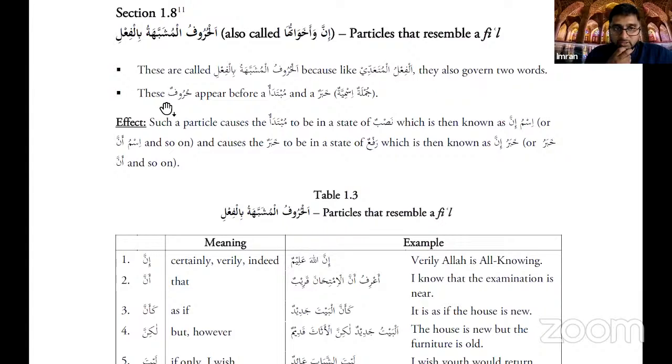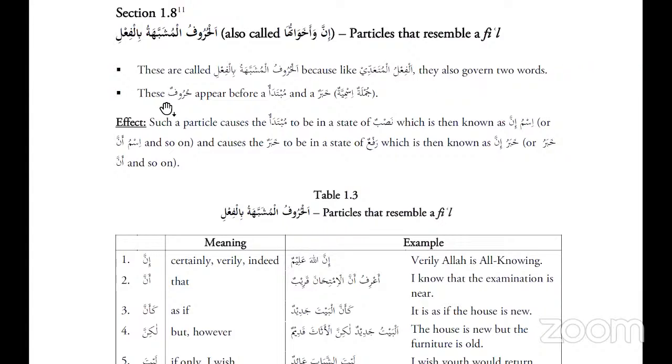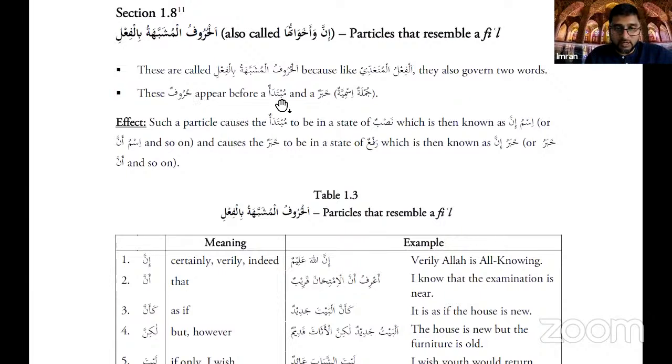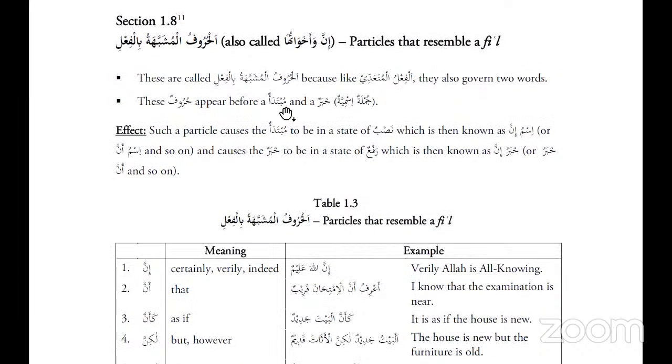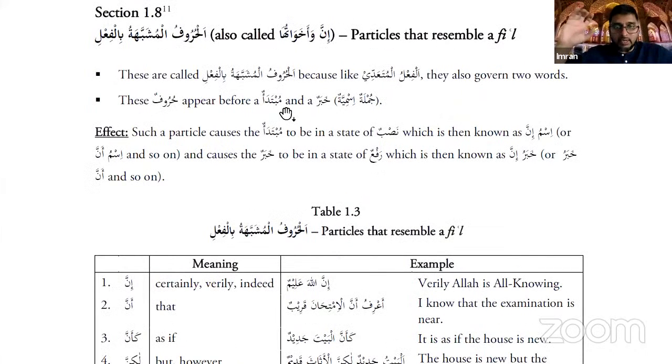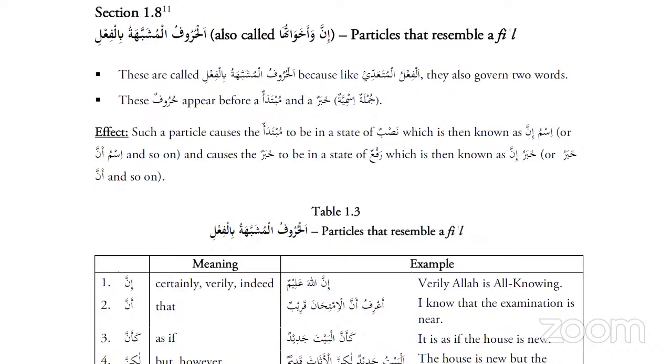Number 2, Sister, continue. These huruf appear before muta'addi and are a khabar, jumlatul ismiya. No, these huruf appear before a mubtada, not muta'addi. Before a mubtada and a khabar. Correct. So they always come at the beginning of a sentence, and they change the mubtada and khabar into the ism of inna and the khabar of inna. Oh, okay. So inna governs that.